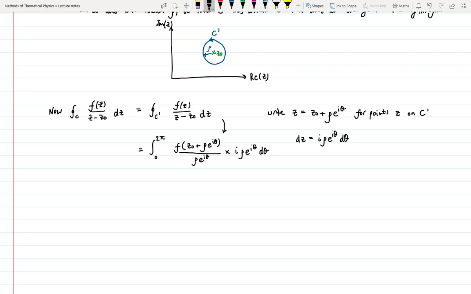Immediately we can see that we can cancel rho e to the I theta from the top and bottom. Taking out a factor of I at the front, this leaves us with I times the integral from 0 to 2 pi of our function f evaluated at z0 plus rho e to the I theta d theta.